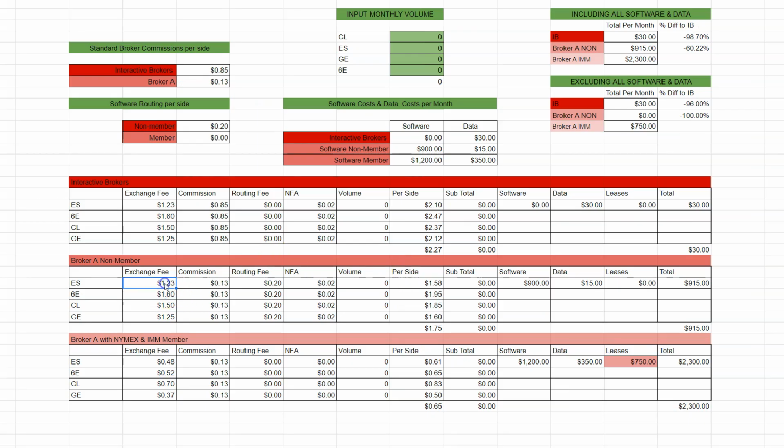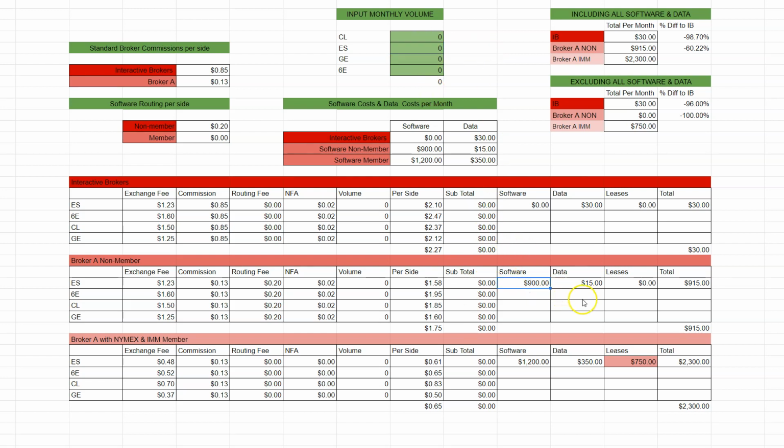Okay, and that $1.23 is represented here, plus the commission that's coming from up here, plus the routing fee, which is coming from here, plus the NFA fee. Total cost per side, $1.58. Subtotal costs of trade, zero, because we've not put any in. If we put 1,000 in there, you'll see that goes up here, but we'll go through that in a second.